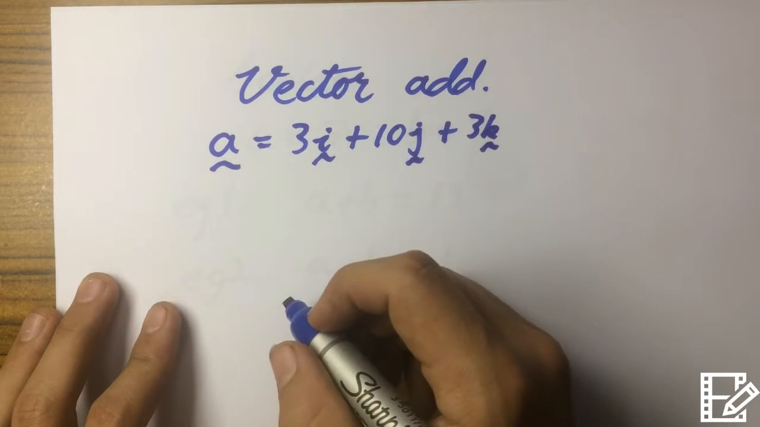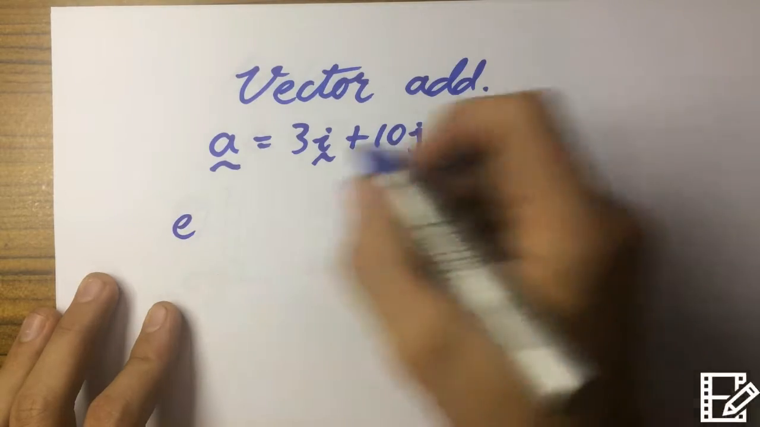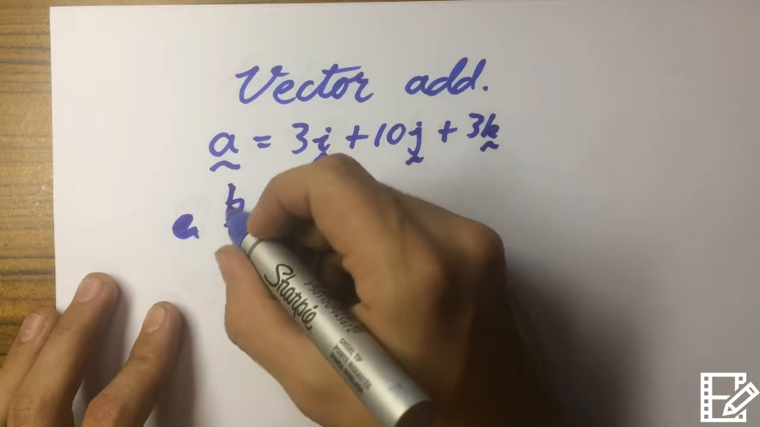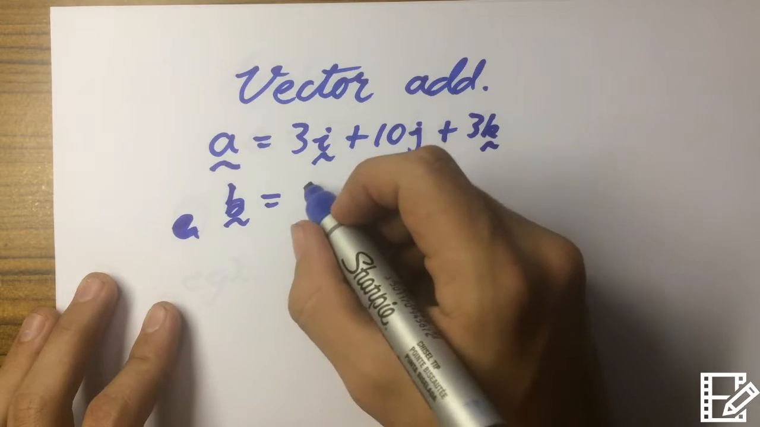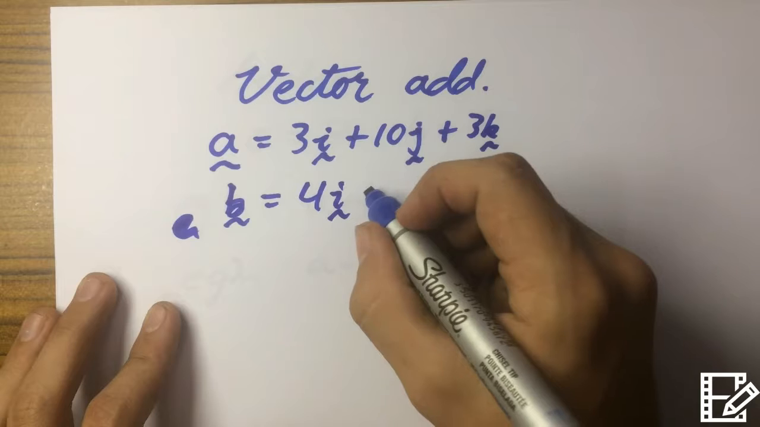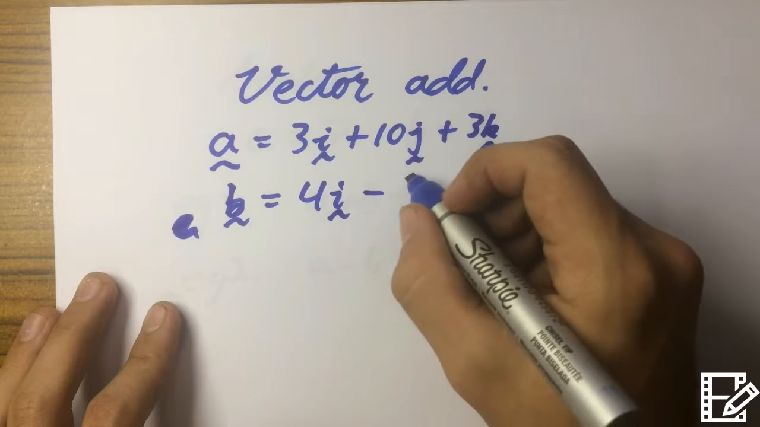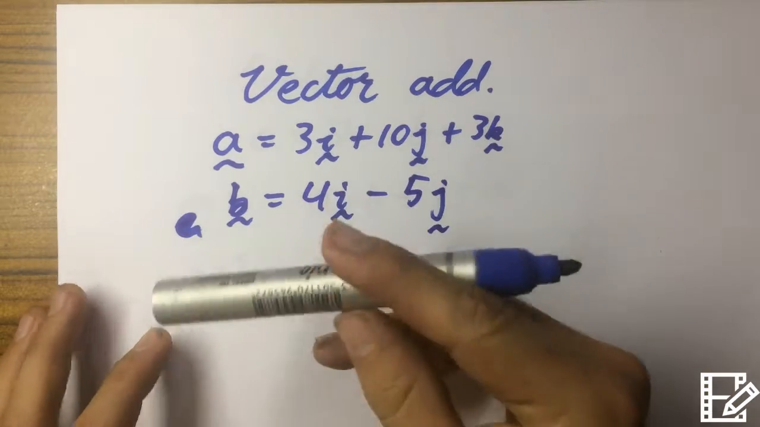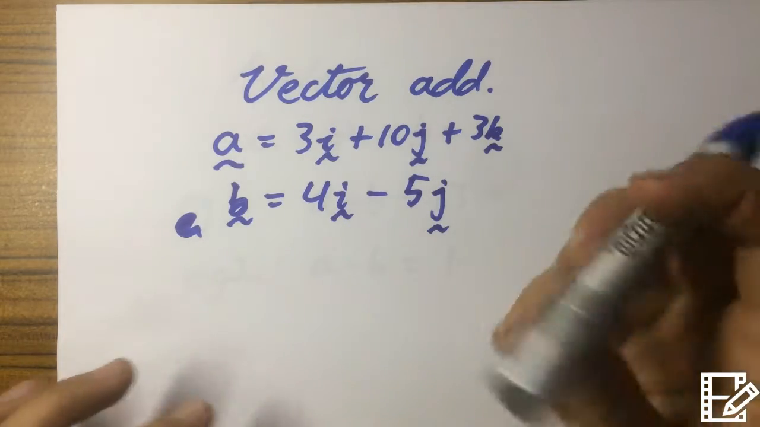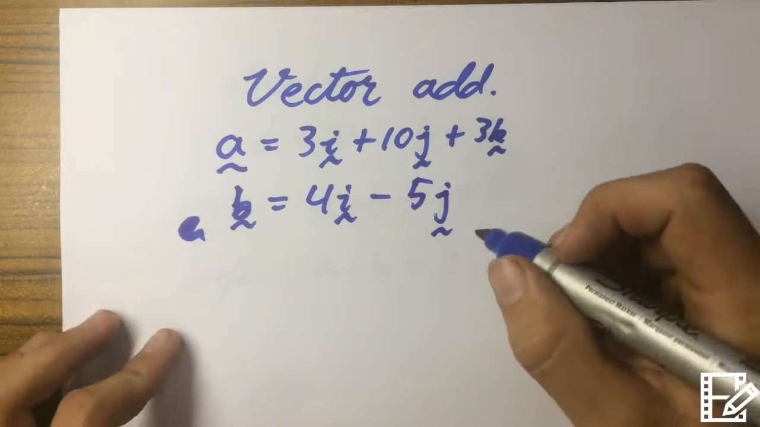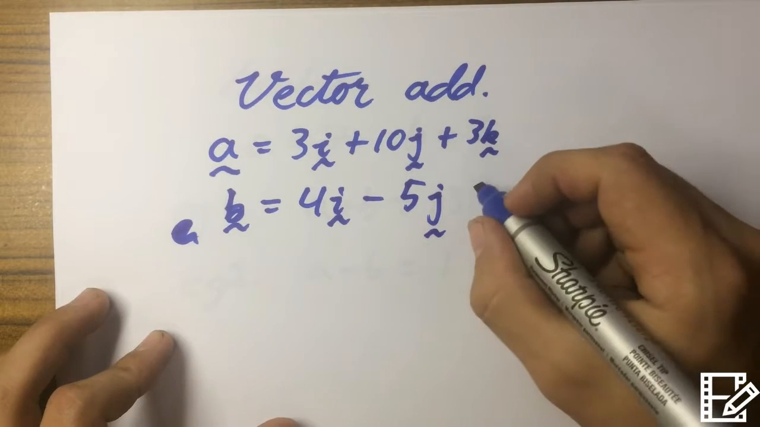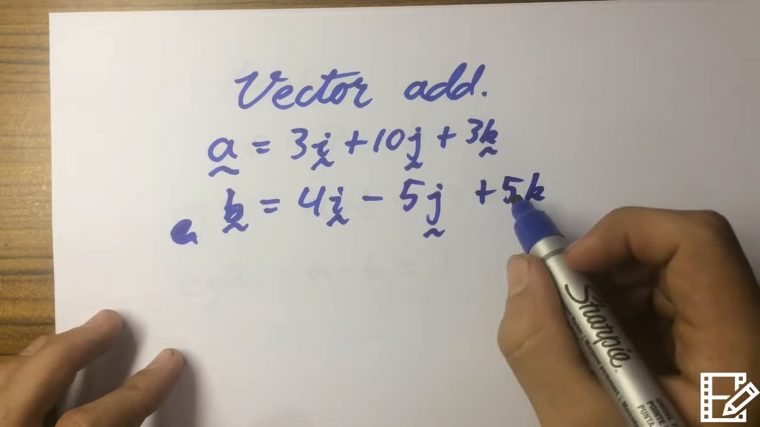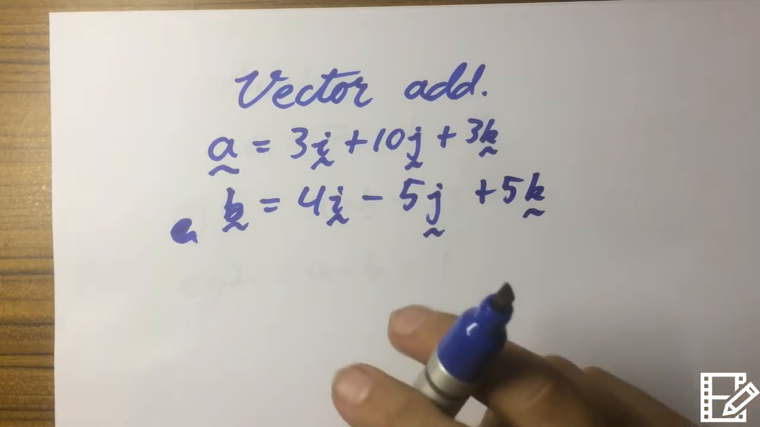Okay, so let's do an example. I'll put the B one up now, I forgot to put the other vector up. So B, we'll say, is 4i, 4 in the i direction. We'll put a minus 5j, which means it's going 5, but not in the positive j direction, it's going 5 in the negative j direction. And plus 5k, which means it's going 5 in the positive k direction, which is up.